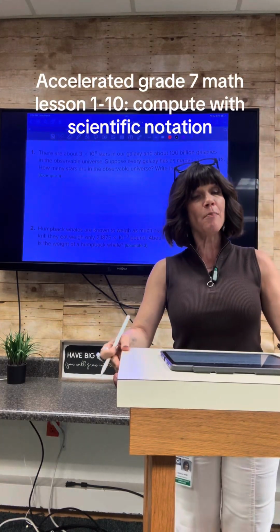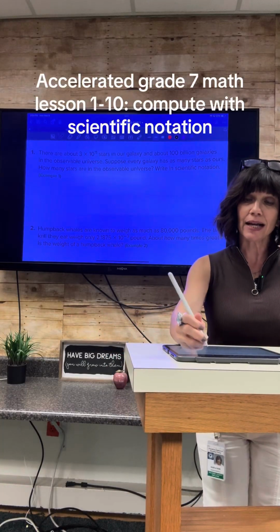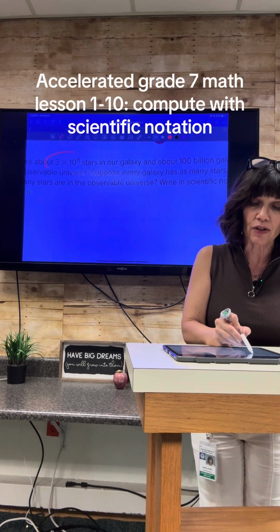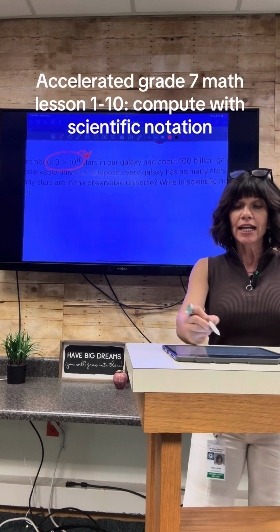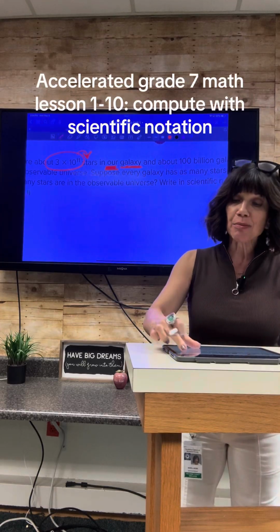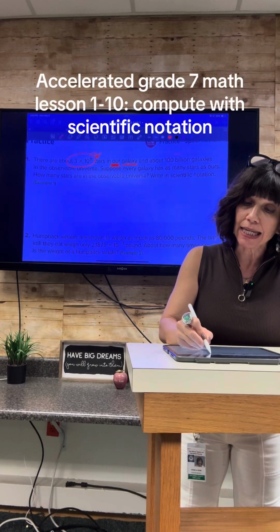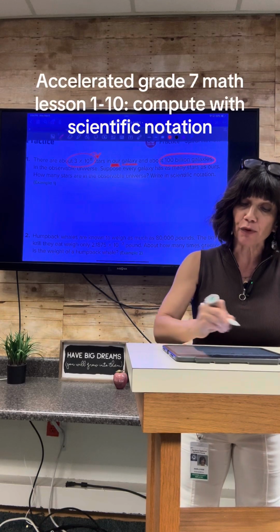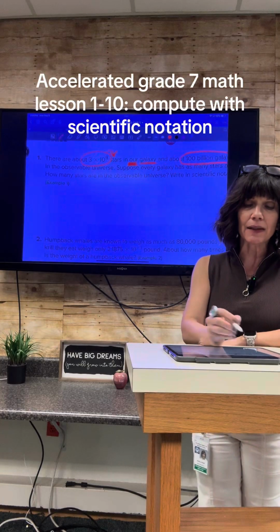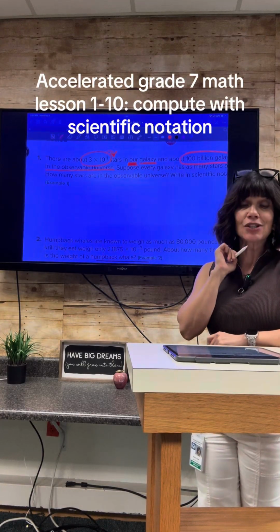There are about 3 times 10 to the 11th stars in our galaxy. Class, please draw a box around or circle 3 times 10 to the 11th stars in our galaxy. And about 100 billion galaxies, please circle that information, 100 billion galaxies in the observable universe. Wonder what they're going to ask us to do.